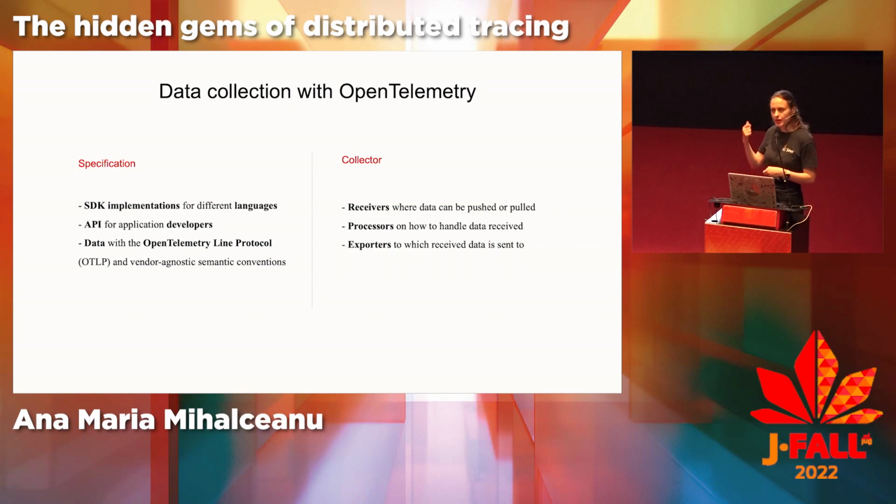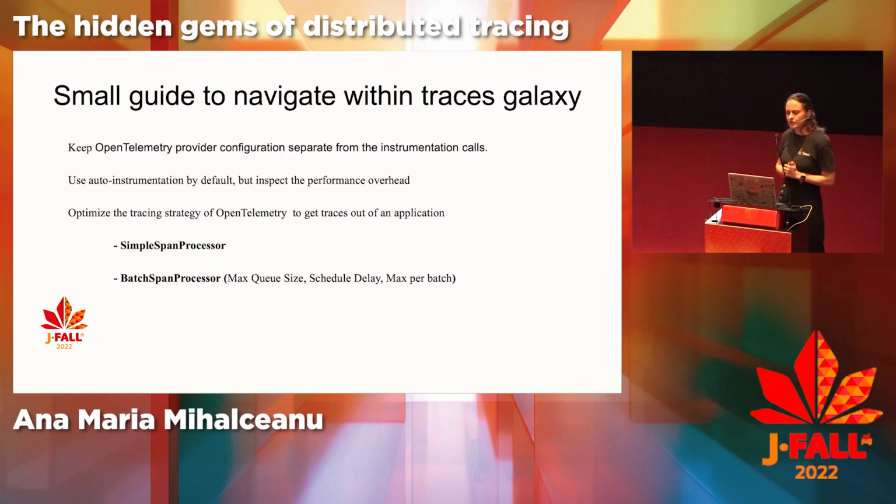And today I'm going to give you the example of receivers and how the processor is being populated, but also which exporter I used. So this is a small guide to navigate within the traces galaxy from my point of view. Now, first of all, you should keep the OpenTelemetry provider configuration separate from your instrumentation calls. You should start with auto instrumentation by default. That's how I started, by the way, because you should start with the defaults and add your needs down the road.